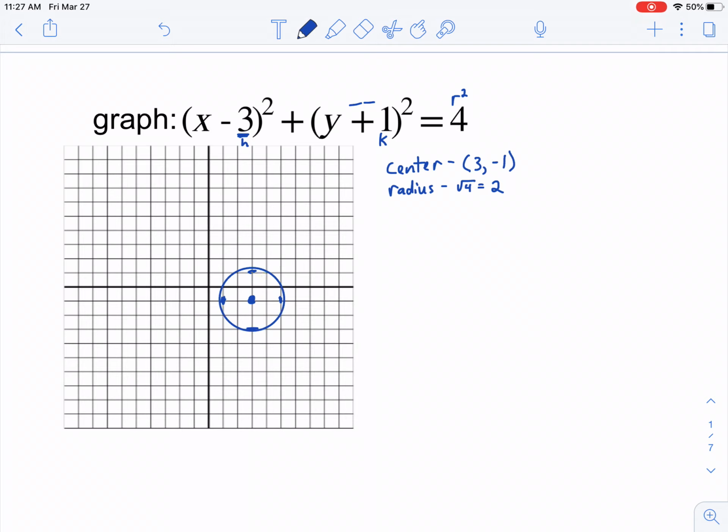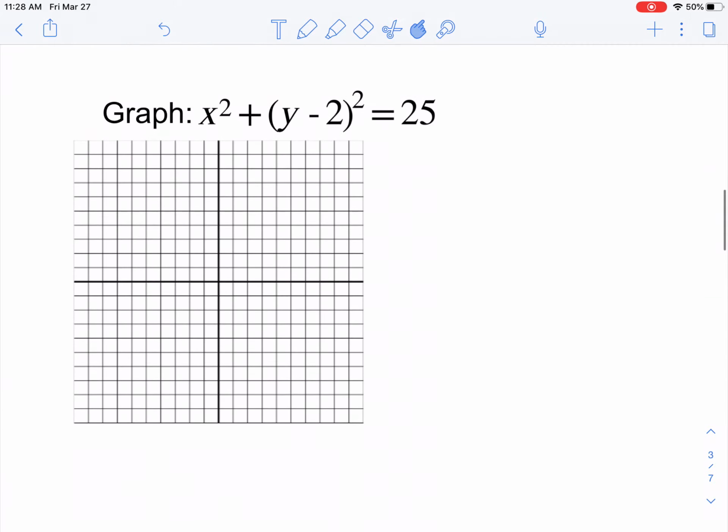Then I can go ahead and kind of draw it in using my software here. It'll draw in the circle for me. And so right there is the graph of that circle. The center is at 3, negative 1. The radius is 2. And so everything you need to know on equations of a circle is right there in the equation.